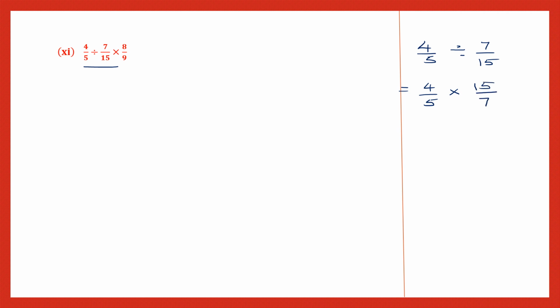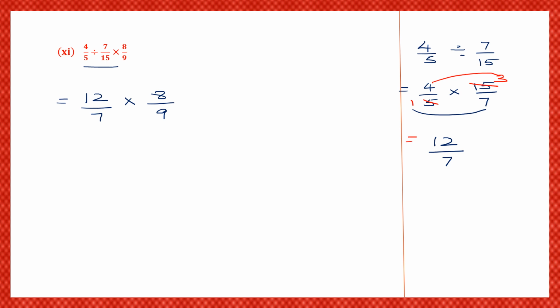Cancelling, we can do 5 and 15. 5 ones are 5, 5 threes are 15. Now multiply the numerators. 4 into 3, 4 threes are 12, and the denominators 1 into 7, 1 sevens are 7. So we'll write it as it is. Now this is 12 by 7 into 8 by 9.